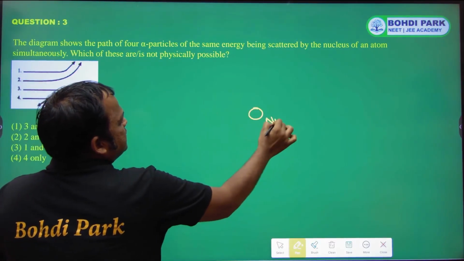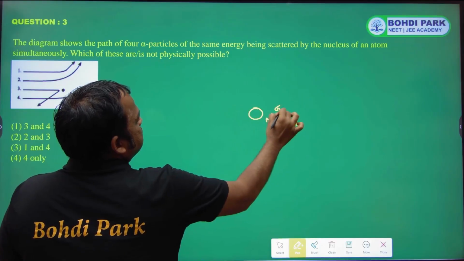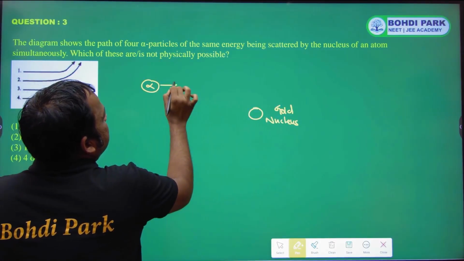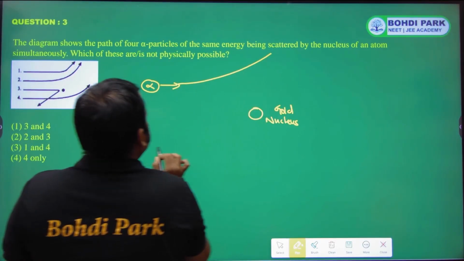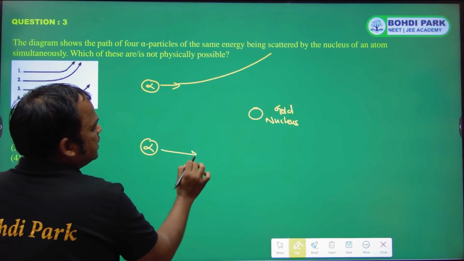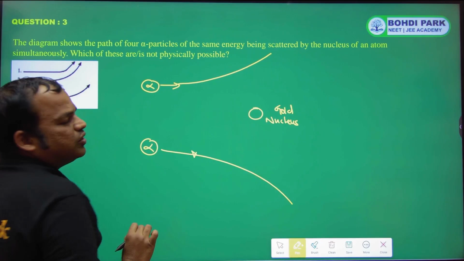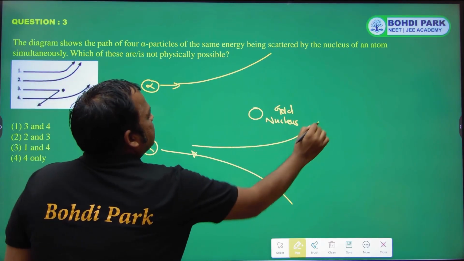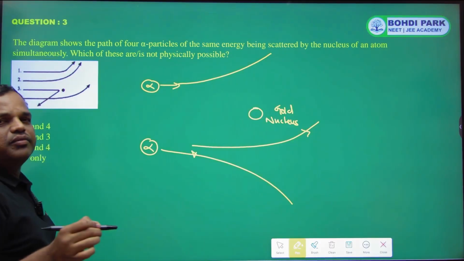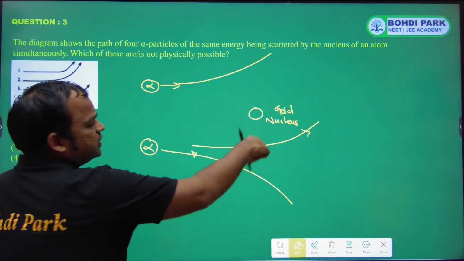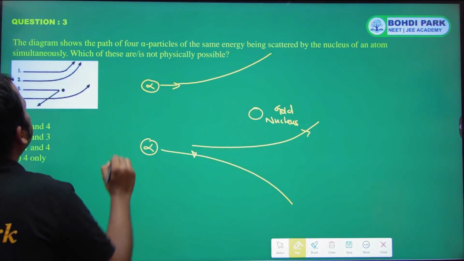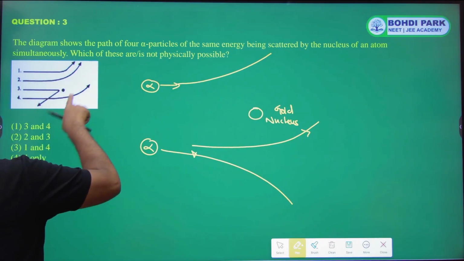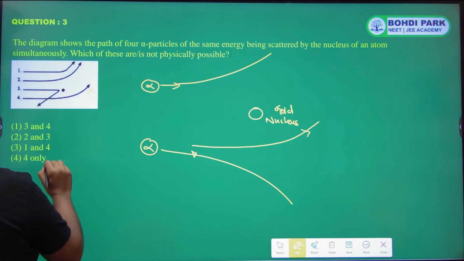Suppose this is the nucleus. If any alpha particle is coming in this direction, it will bend like this. If any alpha particle is coming in this direction, it will bend like this because of repulsion. So if any alpha particle is bending like this, that is not possible because both will repel each other, they are not attracting each other. So we have to select which is not possible. You can observe this route is not possible, so fourth is not possible.